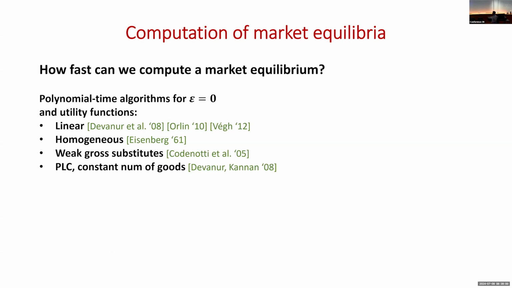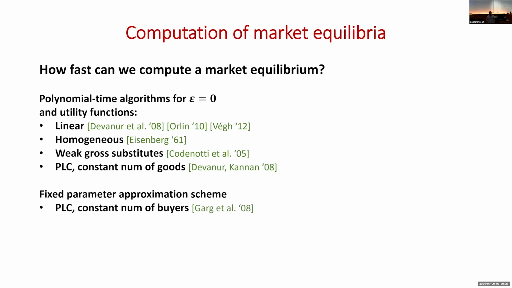But it's only for a restricted family of utility functions. So, for example, for linear functions, or homogeneous functions, or weak gross substitutes functions. And if you go beyond these simple utility functions and you go to PLC, for example, then you have to have a constant number of goods in order to have a polynomial time algorithm. Or you have to have a constant number of buyers. And then you get a fixed parameter approximation scheme.